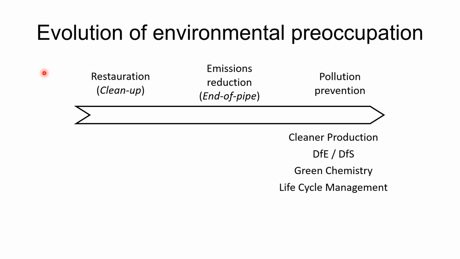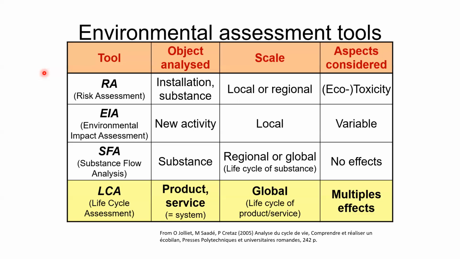So in terms of environmental preoccupation, earlier it used to be all cleanup. First, it's the end of pipe approach. You do all the contamination, and with that you clean up. And then there was emission reduction, like let's try to at least reduce the emissions. But nowadays it says pollution prevention, not creating the pollution in the first place. Other names are cleaner production, design for engineering, green chemistry, life cycle management, and all that.